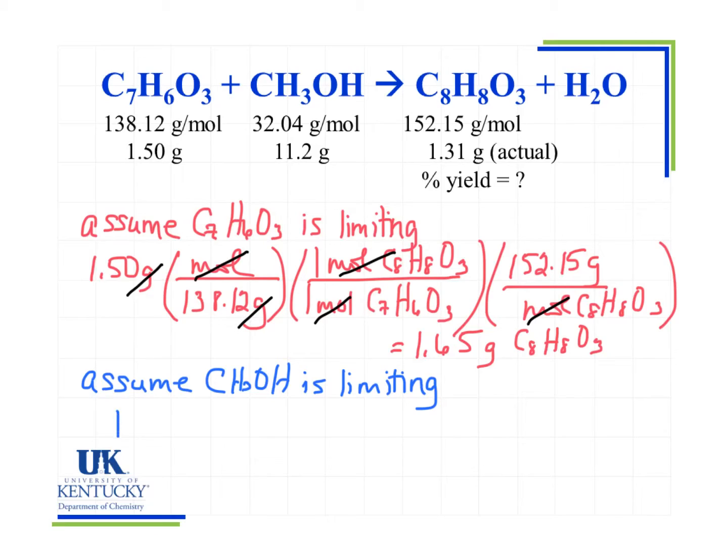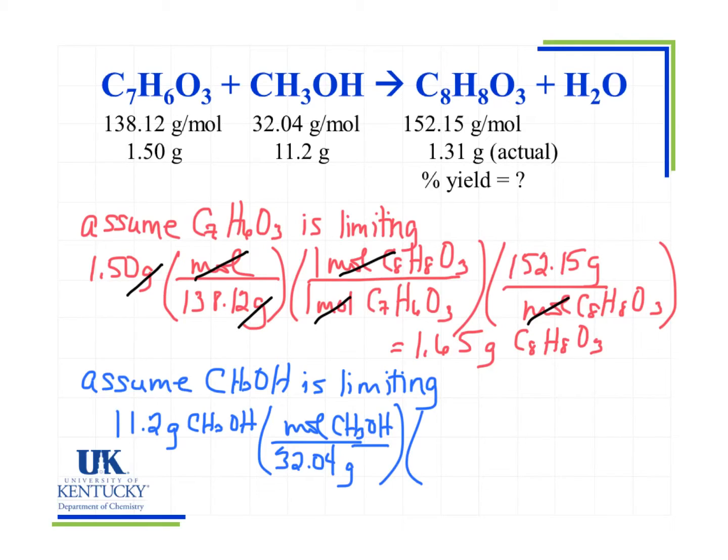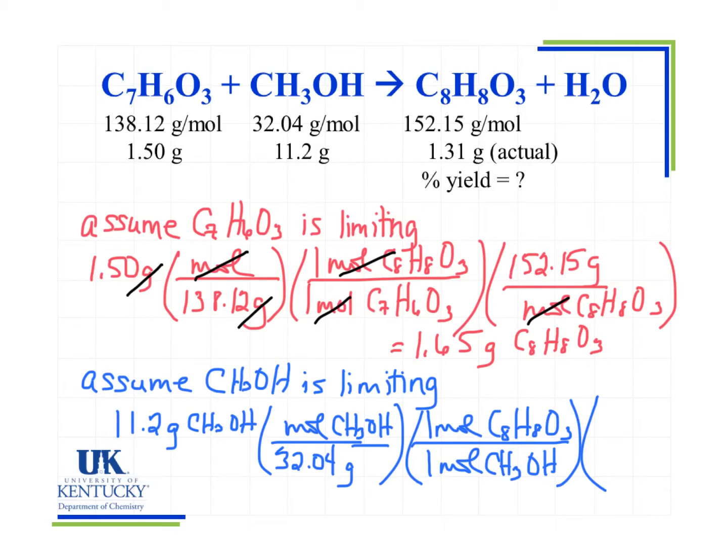So again, I'm going to start with the amount of methanol given, which is 11.2 grams. I'm going to use the molar mass, and again I'm going to put the grams on the bottom so that my units cancel out correctly. Then I'm going to use the coefficients from my balanced chemical equation. I see that for every 1 mole of methanol, I'm going to get 1 mole of my product, C8H8O3. And then I'm going to have to convert that back to grams. So 152.15 grams per mole of C8H8O3.